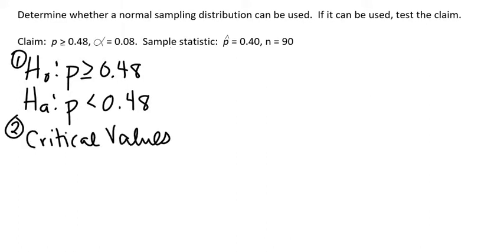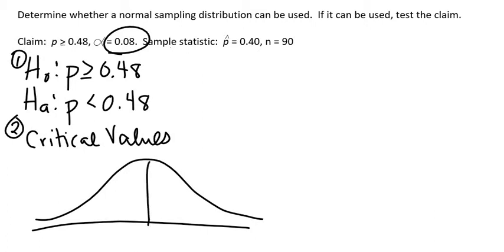To find our critical values, we're going to have to go to the z-table. In this problem, our alpha is 0.08. So first, let's draw a picture to see what we're looking for. Look at the alternative hypothesis to determine if this is a left tail test or a right tail test. Since the alternative hypothesis has a less than sign, this is going to be a left tail test, which means that we're looking for a negative z-value. And specifically, the area under the curve is going to be equal to your alpha value of 0.08.